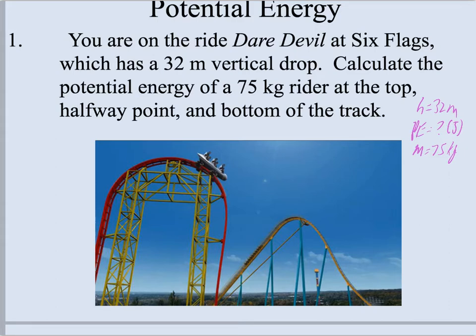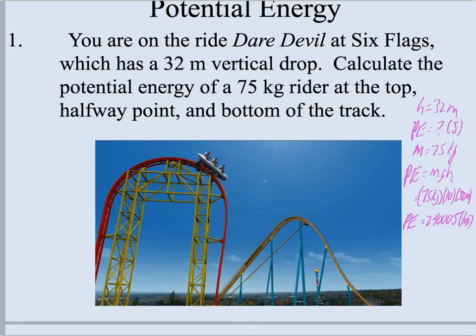Well, at the top, we know PE equals mgh. And we know m is 75. We know g is 10. And we know h is 32 meters. So we just multiply those together. That's it. We multiply them together, and we get 24,000 joules. And that's at the top.